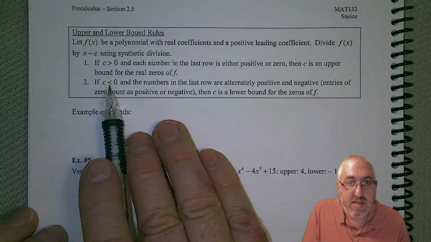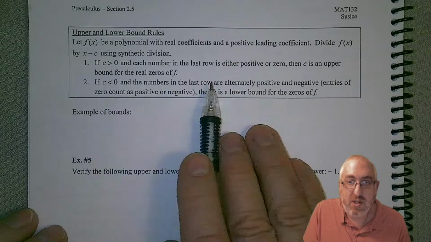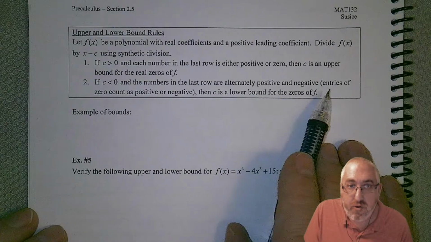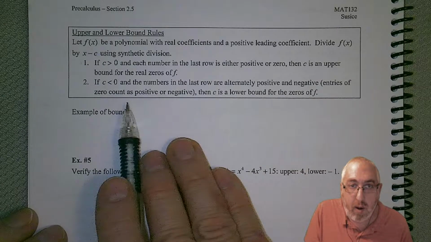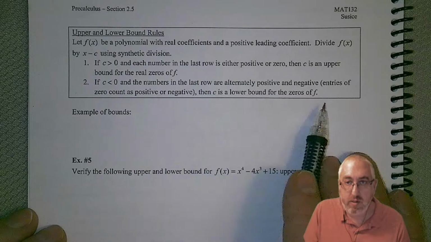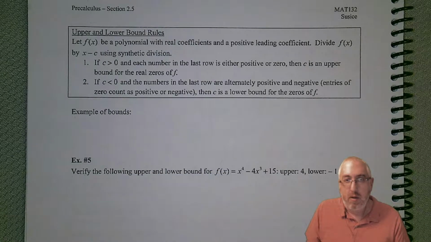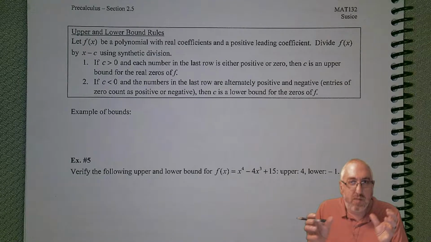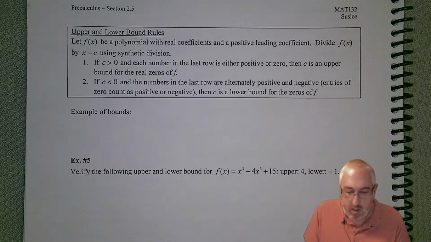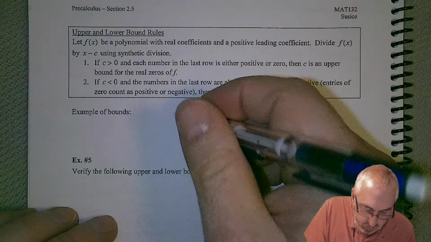If c is less than 0 and the numbers in the last row are alternating positive and negative, entries of 0 count as positive or negative, then c is a lower bound for the zeros of f. Okay, so we have these consequences, but we don't know really what that means until we know what an upper and lower bound is. So let me give you a sketch.